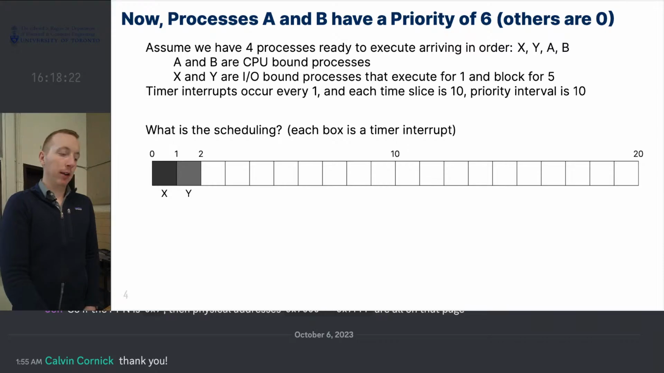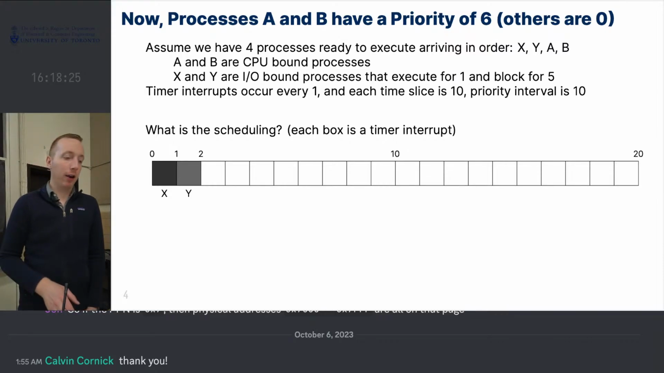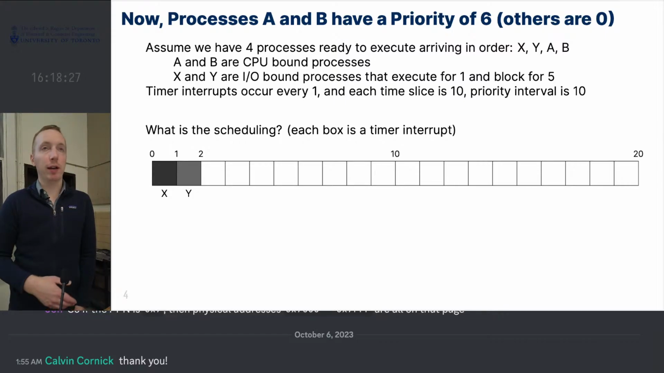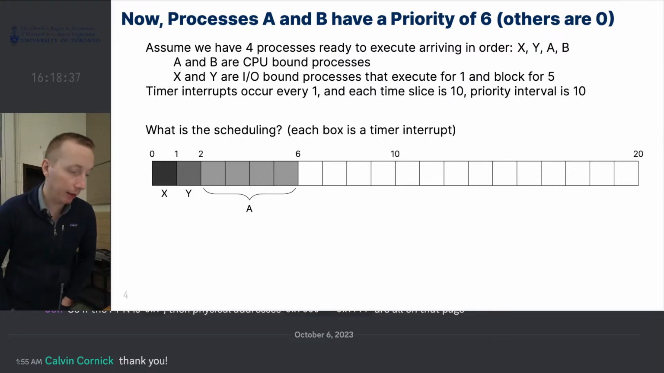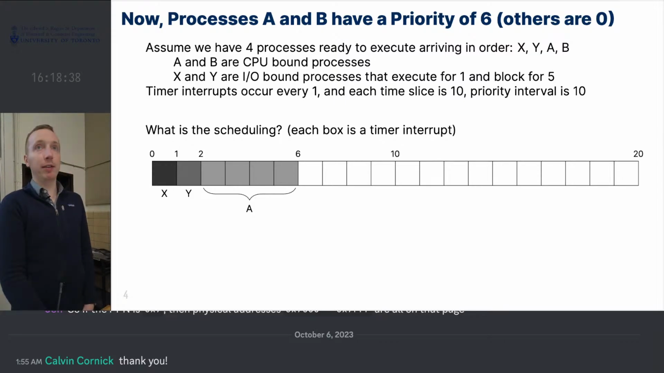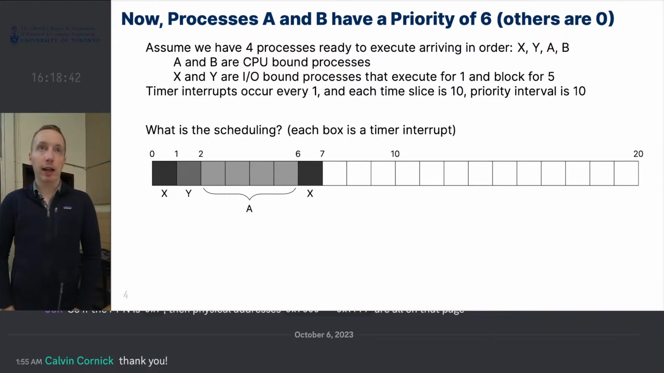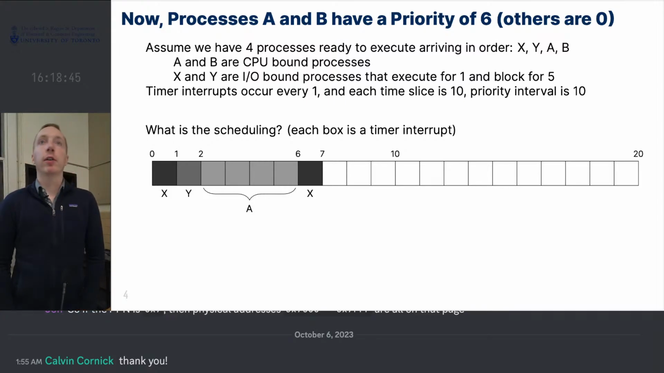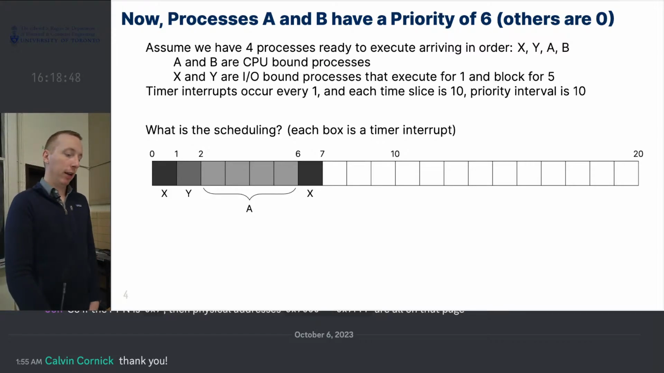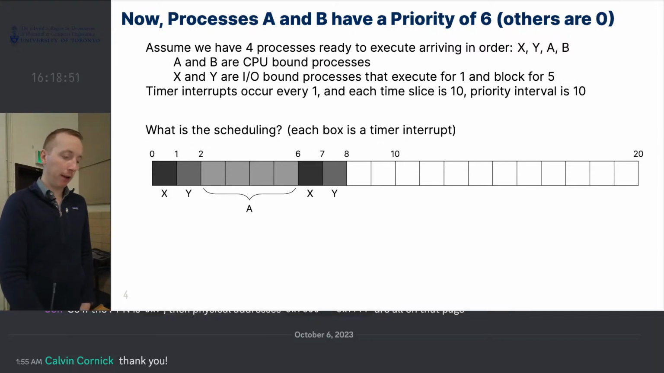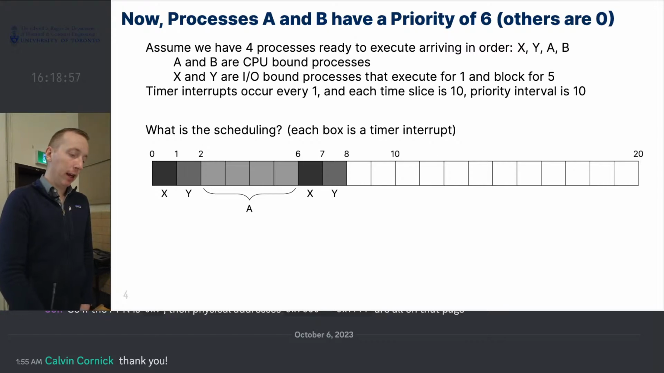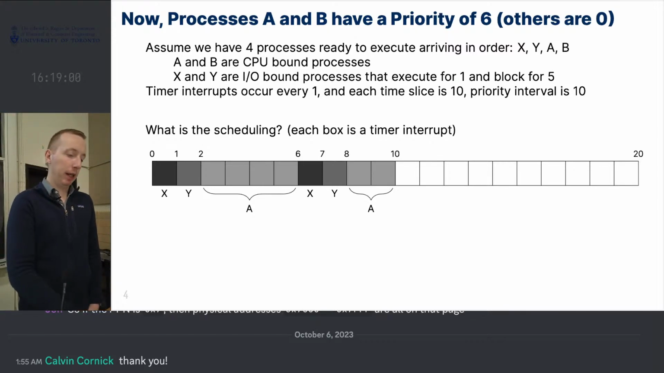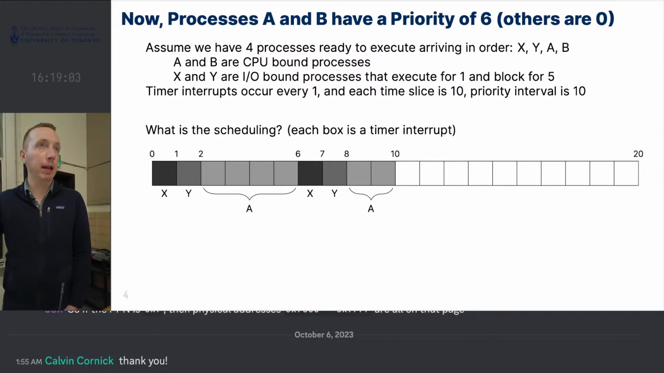Now, in this case, we don't have any processes with priority 0, so our next priority is 6, and we have a tie between A and B. A came before B, so we would schedule A for 4 time units. Now at time 6, X is ready again. It has a lower number, or higher priority, so we would switch directly to X. It would execute for 1 time unit, then block for 5. Y does the same thing, executes for 1 time unit, blocks for 5. And then we're back between A and B, and we would choose A again until time 10.